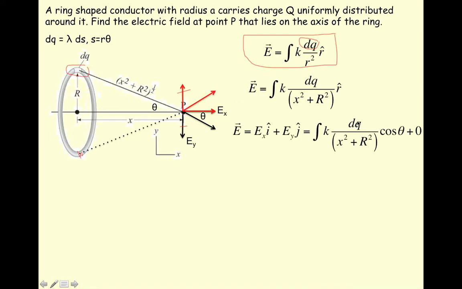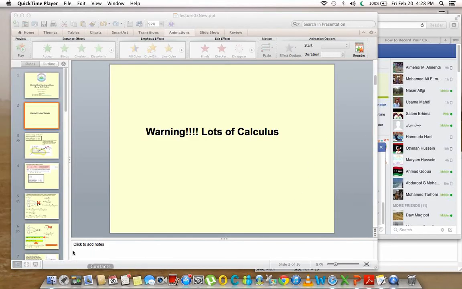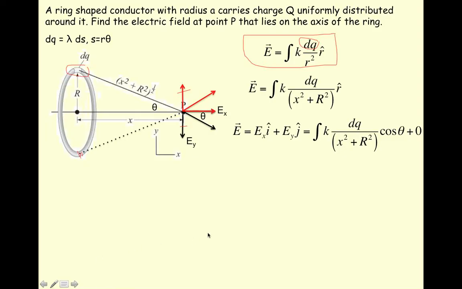So my electric field will be Ex i hat plus Ey j hat, and then the Ey, when you integrate over the whole ring, will give you 0.